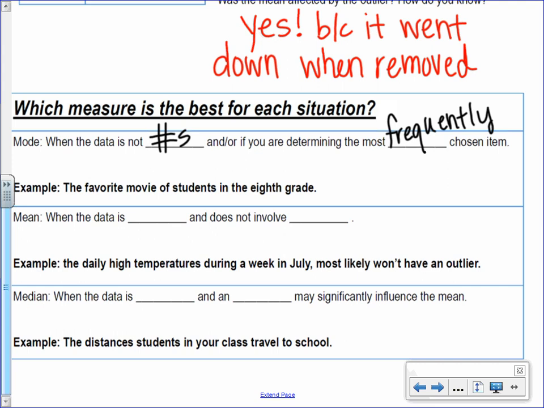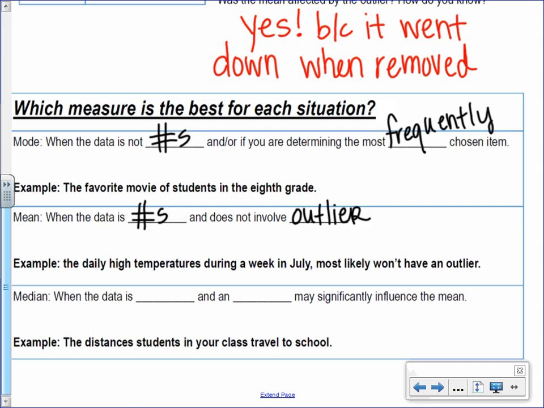All right, mean. You're going to use the mean when the data is numbers. So if it is numbers, you're going to use the mean, and it doesn't involve an outlier. If there's not an outlier, your best bet is to use the mean, definitely. If there's not an outlier, go ahead and use that mean.